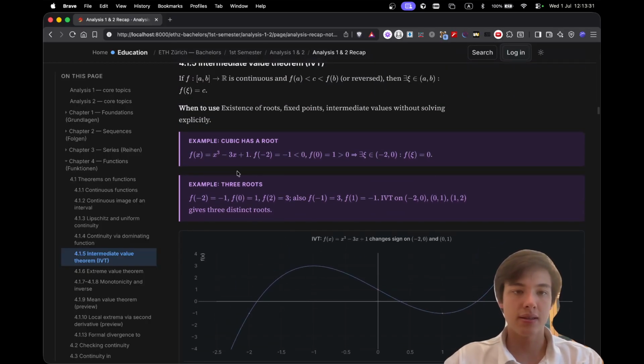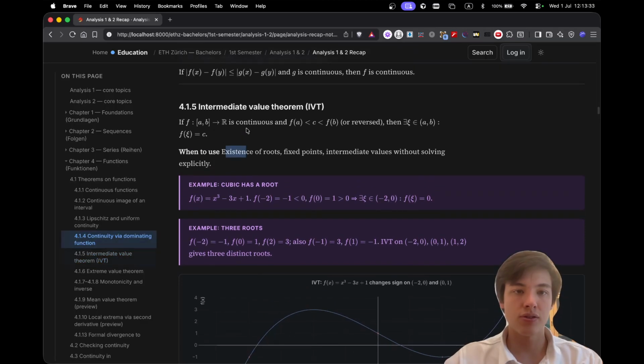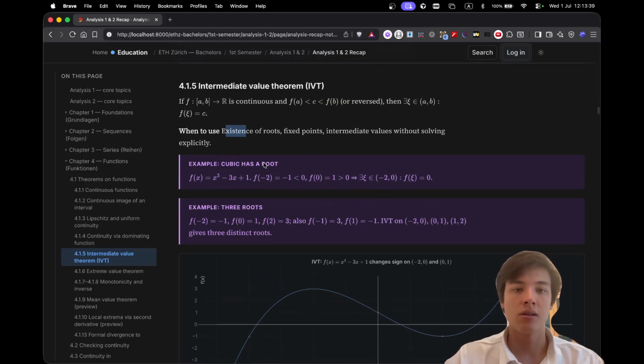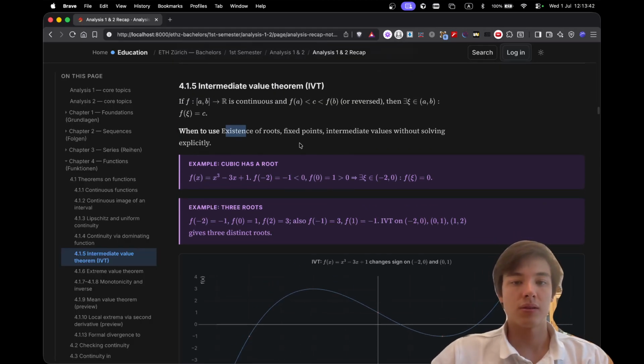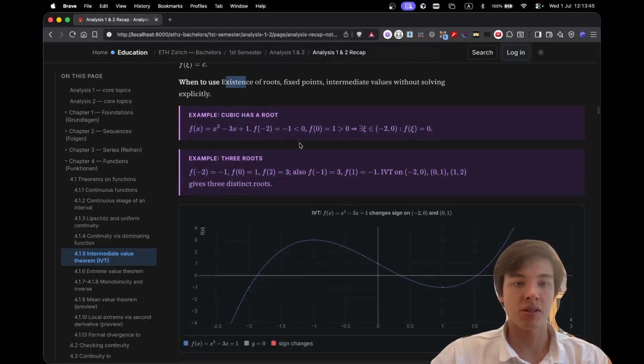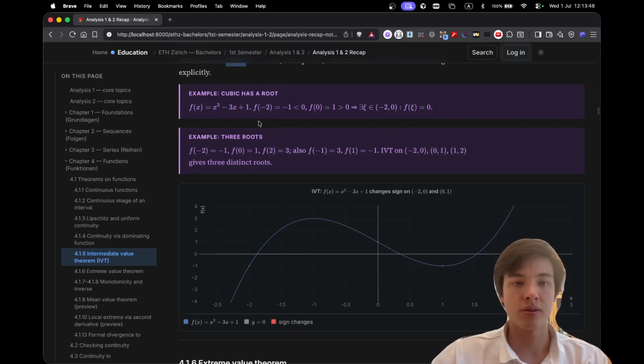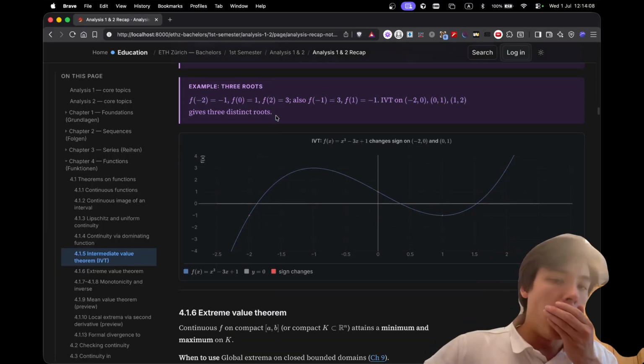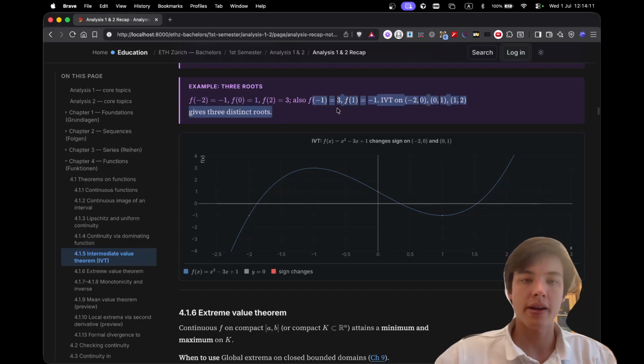When to use it: existence of roots. So we know it starts here, ends here, it's continuous, and it must cross the 0 line. Fixed points, intermediate value theorem without solving explicitly. So let's say the cubic has a root: x^3 - 3x + 1. And then we can check that one time it's lower than 0, one time it's larger, and it's continuous. We're sure that there exists a root in between.